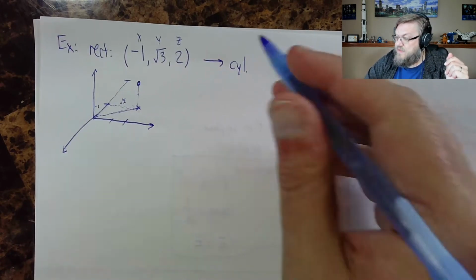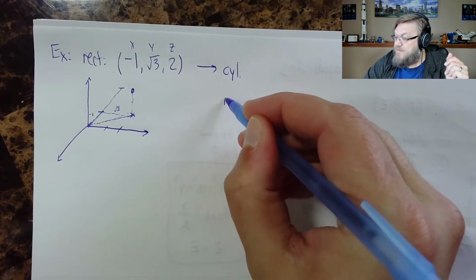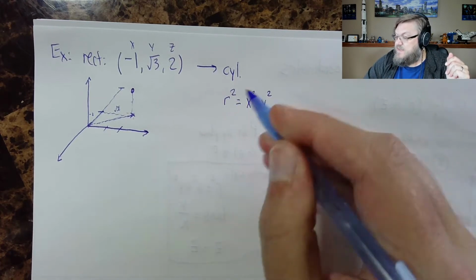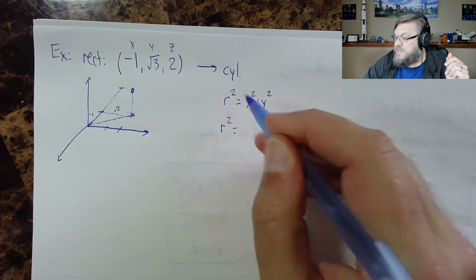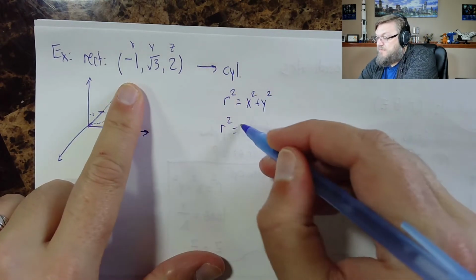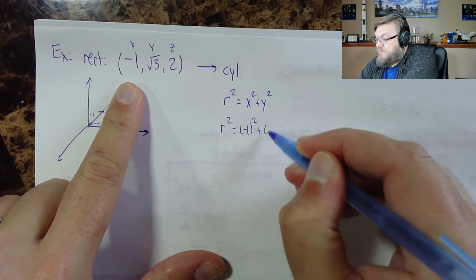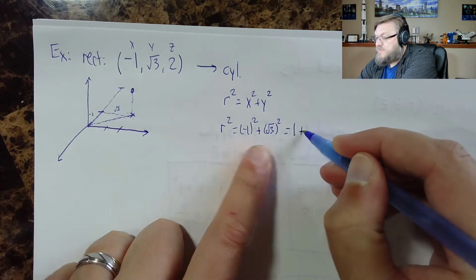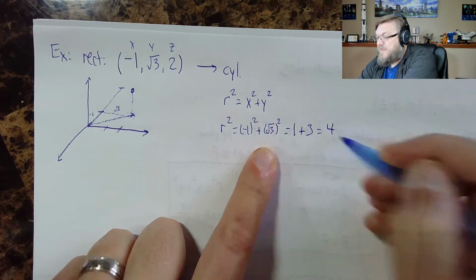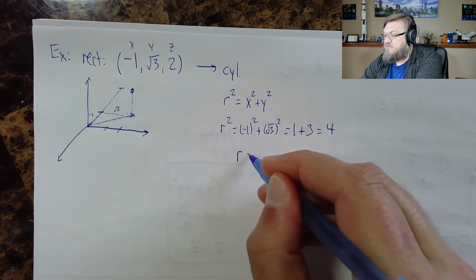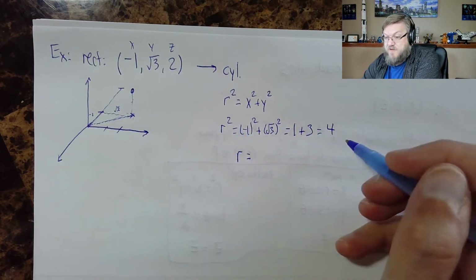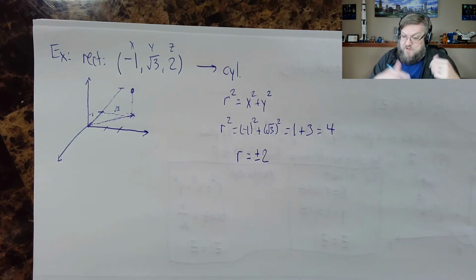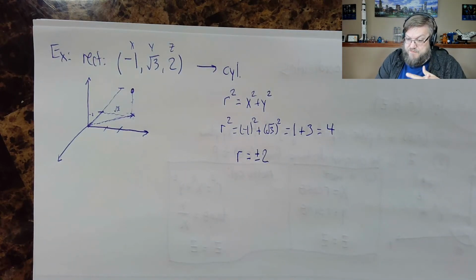We know that r squared is equal to x squared plus y squared. That tells me that r squared is going to be (-1) squared plus (√3) squared, which is 1 plus 3, which is 4. And so r looks like it has two options. R squared being 4 means r can be plus or minus 2. And here's where I have to make my first choice.